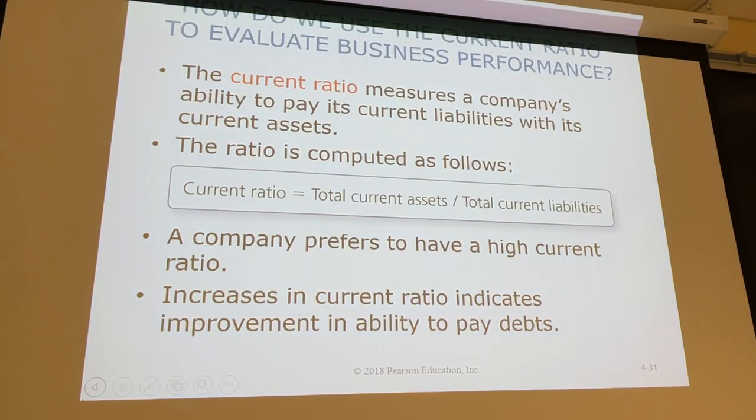There's one ratio that's covered at the end of the chapter, and this is a ratio that is used quite a lot in business and practice. It's called the current ratio, and it measures the ability of a company to pay its current liabilities as they come due with its current assets. And so the formula for computing the current ratio is you take the total current assets divided by the total current liabilities.